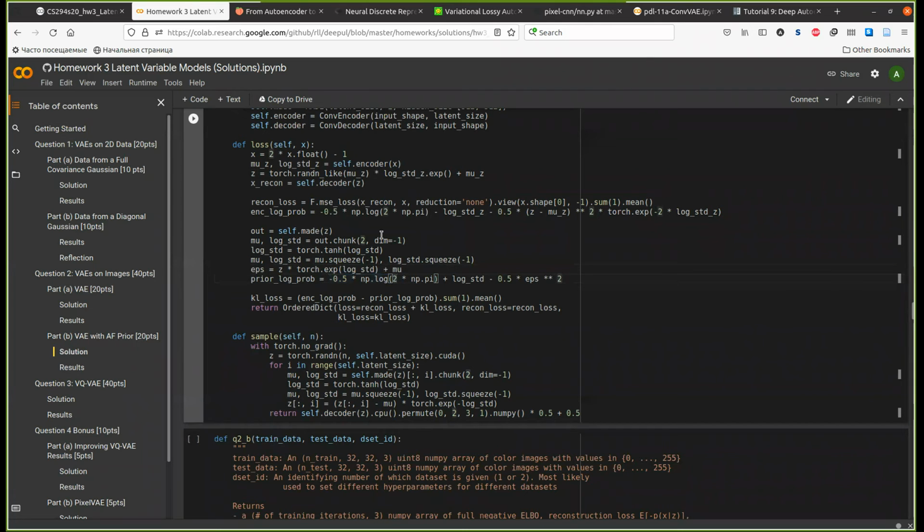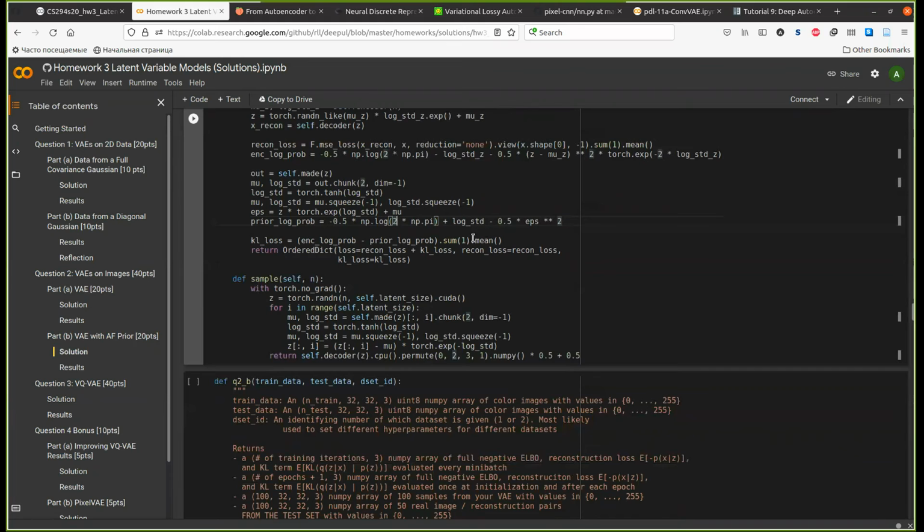So here you can see it is a very similar formula, but in this case we have mu equal to 0, right? And the variance equal to 1 of the expected distribution, and this would be like a log likelihood of the prior. So log likelihood of the epsilon under prior distribution.